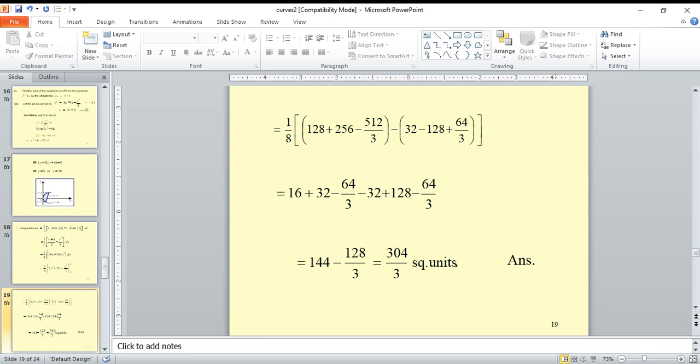160 by 3, minus 160 by 3. 2 into 5 into 32, minus 160. 864 by 3. 864 by 3 into 1 by 8, divided by 8. 108 by 3, that is 54. This answer is wrong.